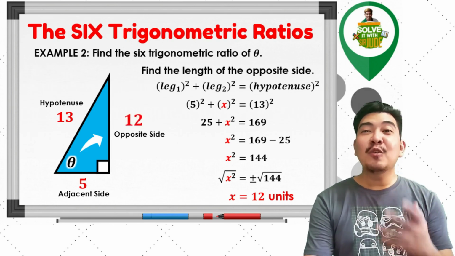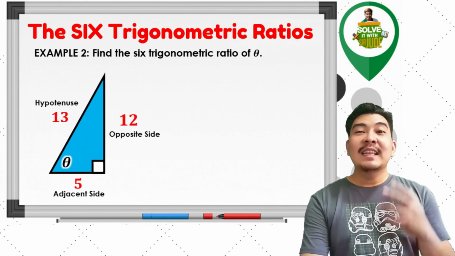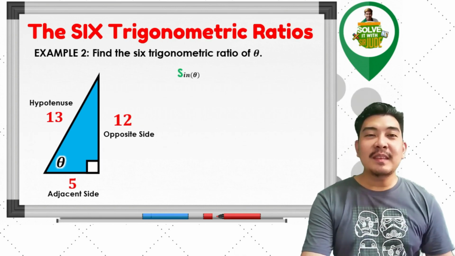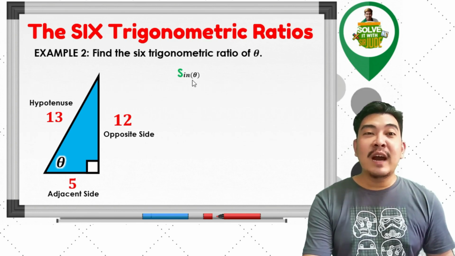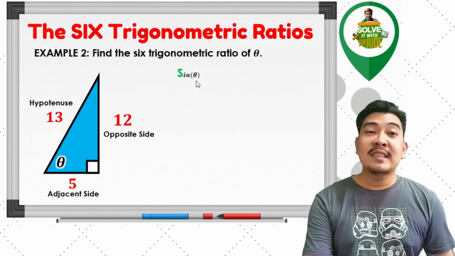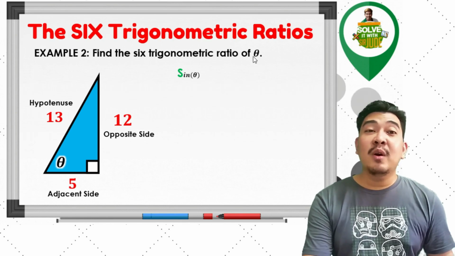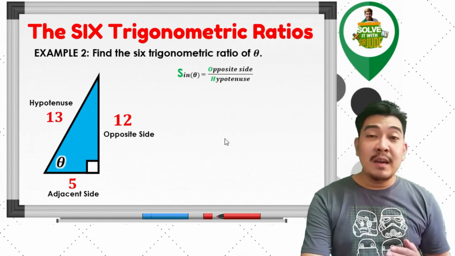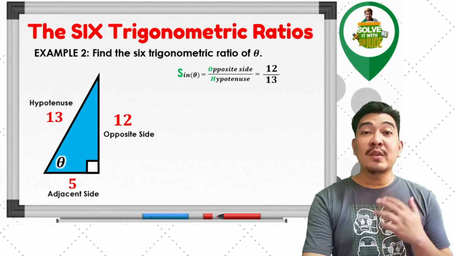So kung mapapansin nyo, kumpleto na yung mga sides ng ating right triangle. So we are now ready to get the 6 trigonometric ratios of the given angle theta. So let us now have sine theta. So again, i-emphasize natin na yung ating reference angle ay kailangang chine-change depende sa given sa statement. So in this one, we have theta. So sabi, find the 6 trigonometric ratio of theta. So therefore, we will be using theta. So that will just be opposite side over the hypotenuse. So by just substituting the value, we now have 12 over 13.